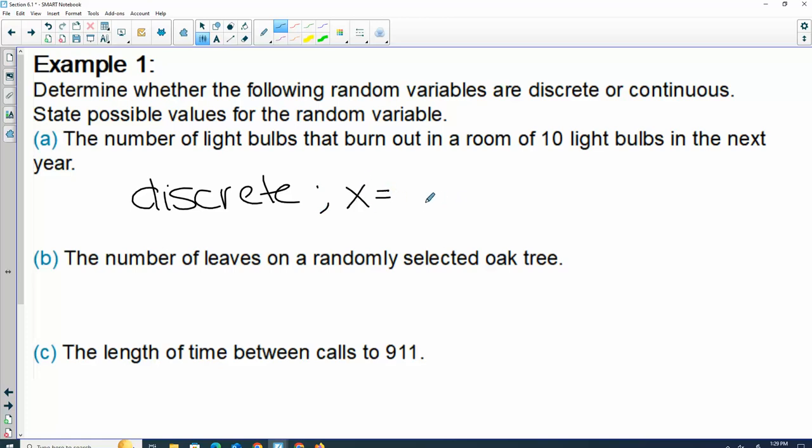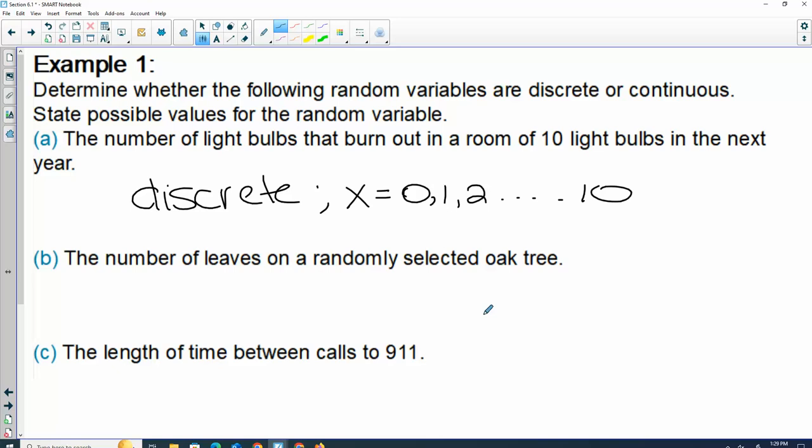So discrete is countable. First we have to decide, can it equal 0 or not? Could we have 0 light bulbs that burn out? Yeah. So 0, 1, 2. Do we have a maximum number of light bulbs? 10 in this case. So everything from 0 to 10. And you could list them if you really wanted to, but apparently I'm being lazy today, so I just put that.